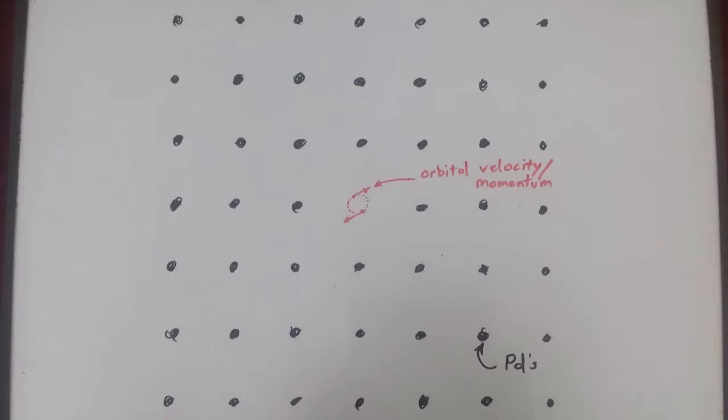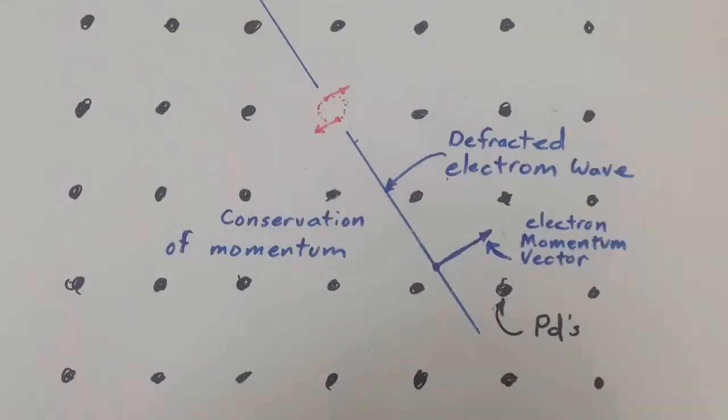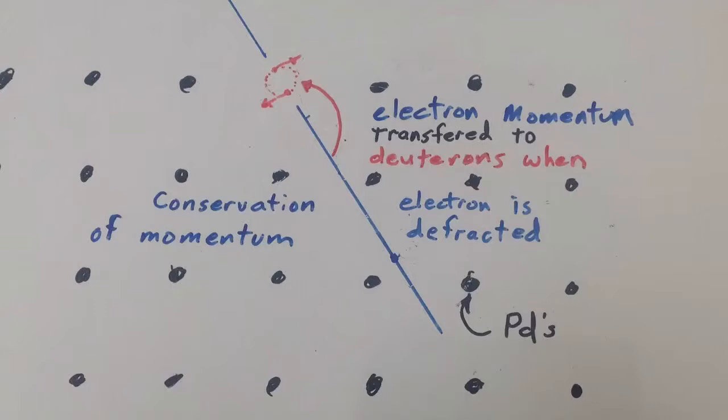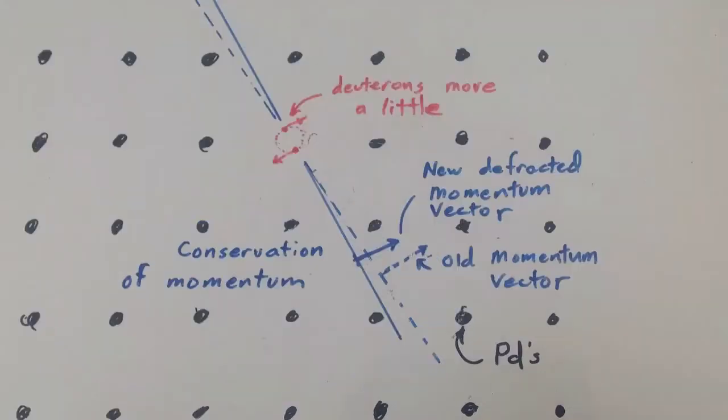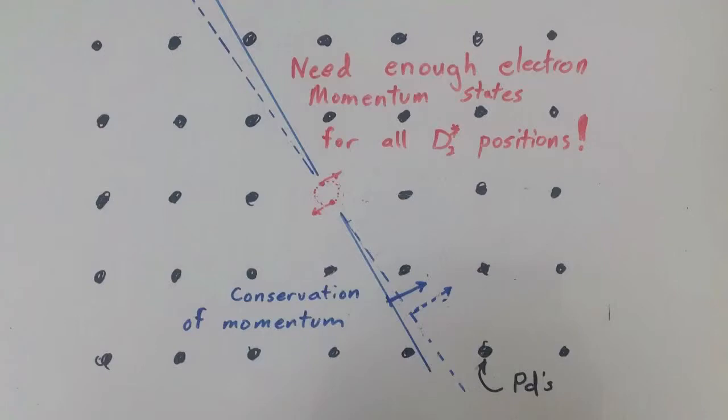This momentum, or angular momentum, is taken from the conduction band electrons that participate in the D2 star state. We show here how the diffracted electron transfers its momentum to the deuterons, and when the deuteron moves a little, a new electron state must be diffracted while the other state moves on. We'll give an example of how the state moves on in a minute. So obviously, we need enough electron states to go with the deuteron positions. This is all a density of states formulation is doing.